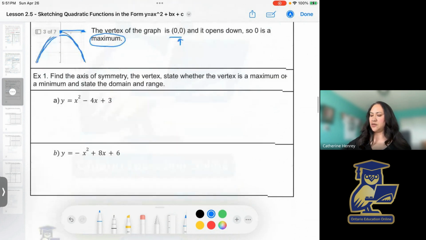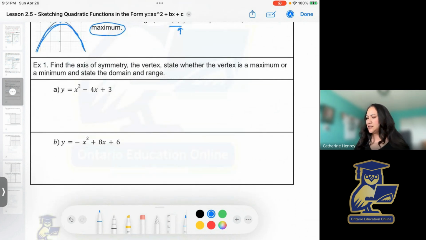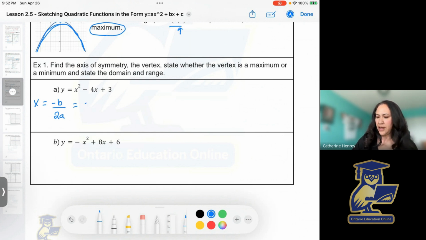So let's take a look at some examples. Find the axis of symmetry, the vertex, state whether the vertex is a maximum or minimum, and state the domain and range. So here we go. Let's find the axis of symmetry by using our equation. x is equal to negative b over 2a. So here, negative negative 4 divided by 2 times 1. This gives me an x value of 2. So that's my axis of symmetry.